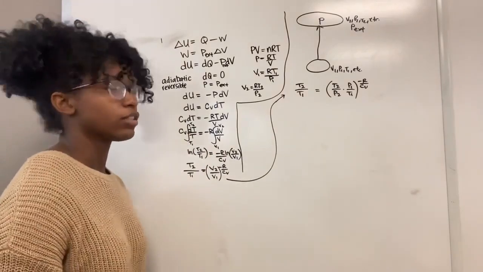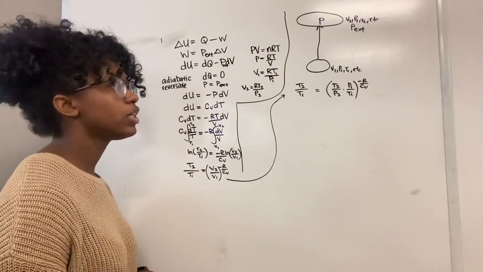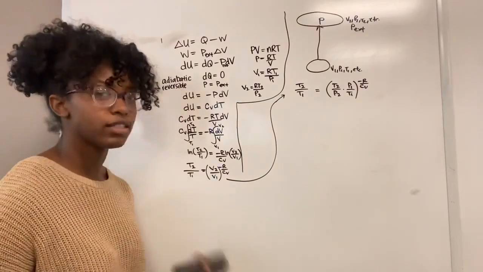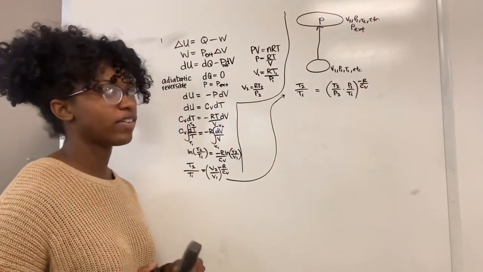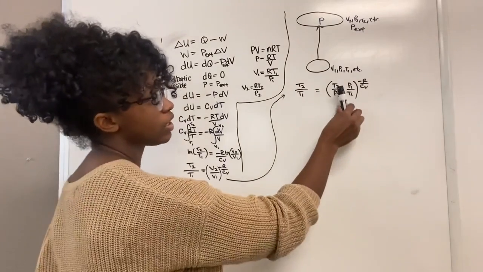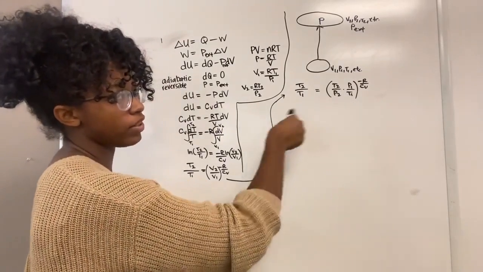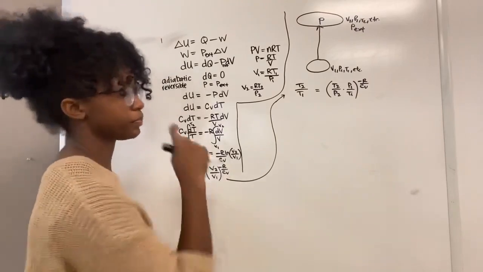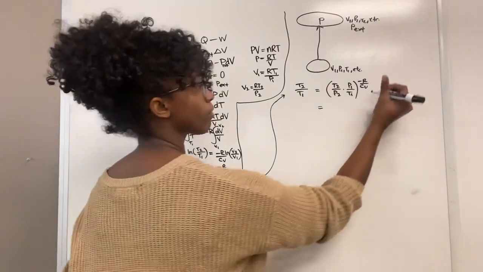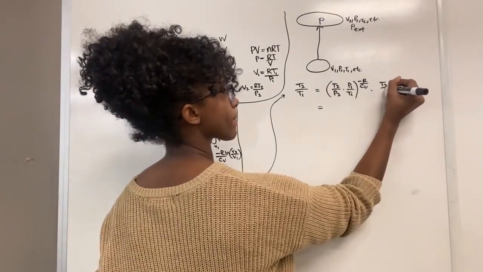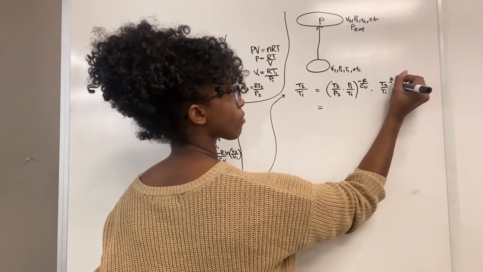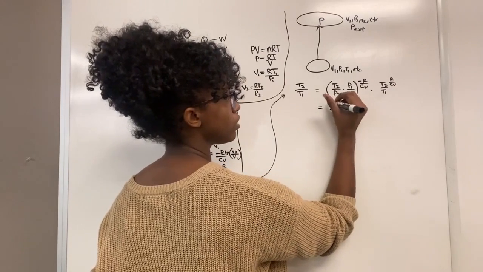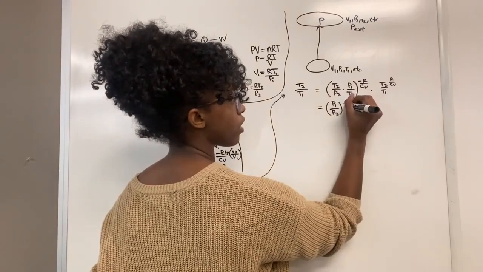But yes, the reason why we'll be able to do this is because by multiplying both sides by T2 divided by T1 to the positive R divided by CV, we're able to completely cancel out the T2 and T1 terms on the right side and isolate our P1 and P2. Which just leaves us with P1 divided by P2 to the negative R divided by CV.